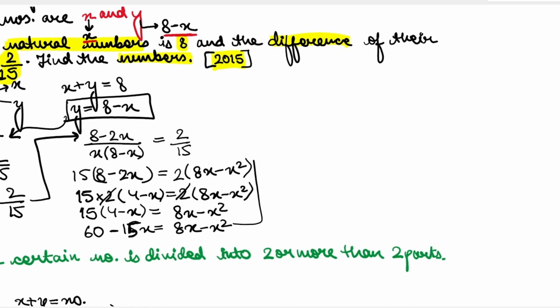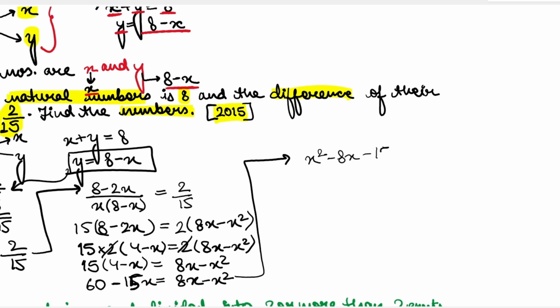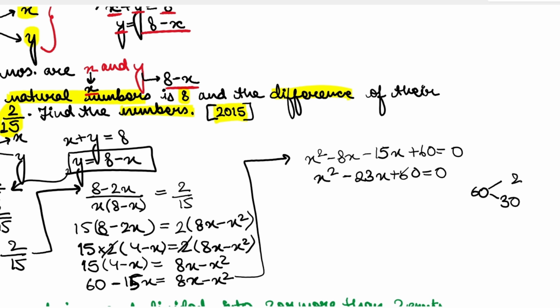Now we'll bring everything to the left hand side. So it becomes x square minus 8x minus 15x plus 60 is equal to 0. So you get x square minus 23x plus 60 is equal to 0. Now we have to divide 60 such that we get 23. You can write it as 30 and 2, but if you add or subtract them, you won't get 23. Now take 3 and 20. If we add these two, we get 23.